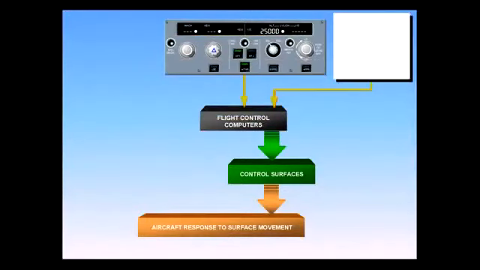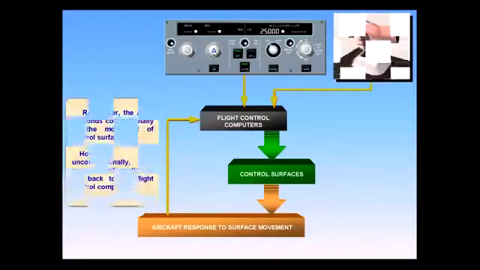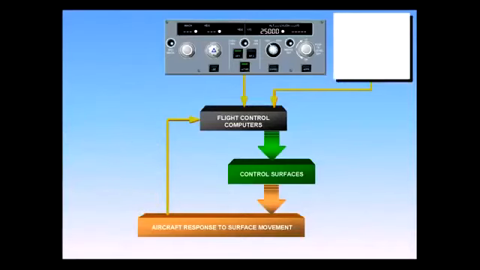Remember, the A320 responds conventionally to the movement of control surfaces. However, unconventionally, the response information is fed back to the flight control computers. The computers process this feedback and adjust control surface deflection to ensure that the maneuver rate demand is executed accurately. This means that control surface deflections may be altered with no change in side stick position.